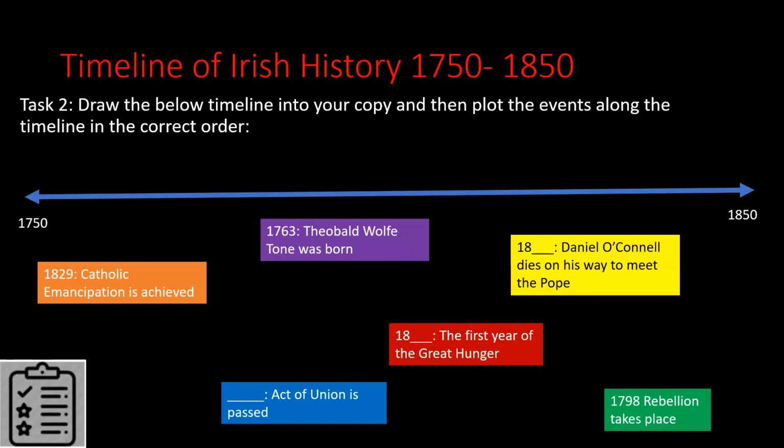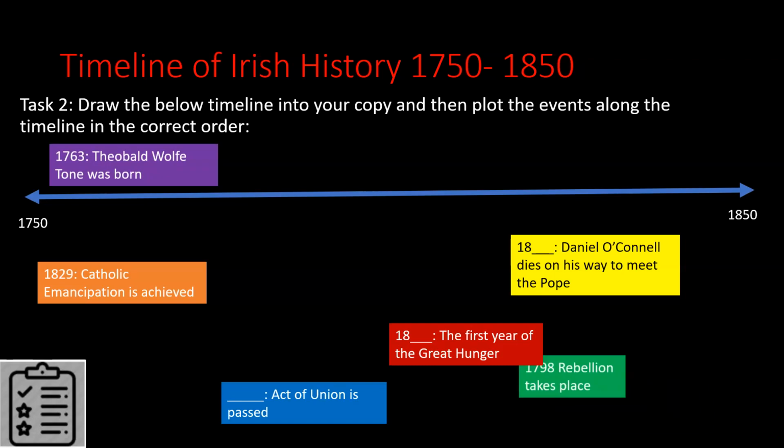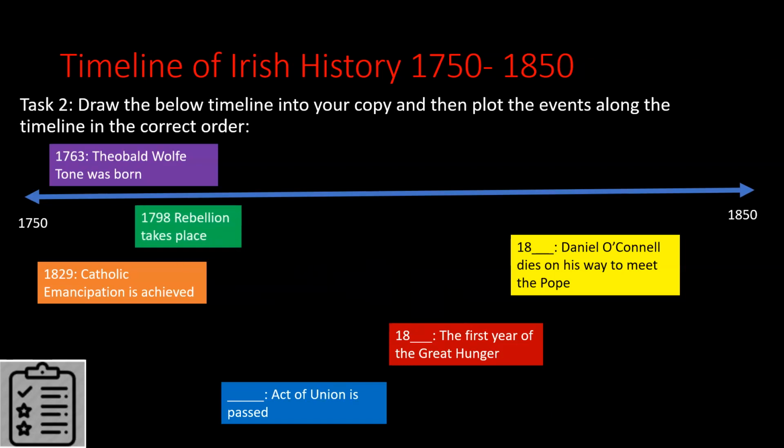So the first one we got is 1763, Theobald Wolfe Tone was born. The earliest of these events, and it should be the first one on your timeline. Following on from that, we go to 1798, the Rebellion. So we're moving up 35 years there. Now, what is the next event going along? Now it gets a bit trickier.